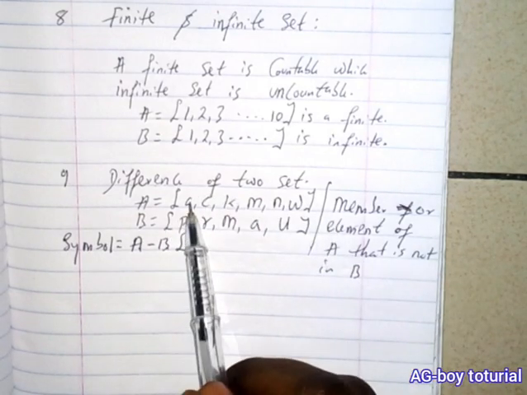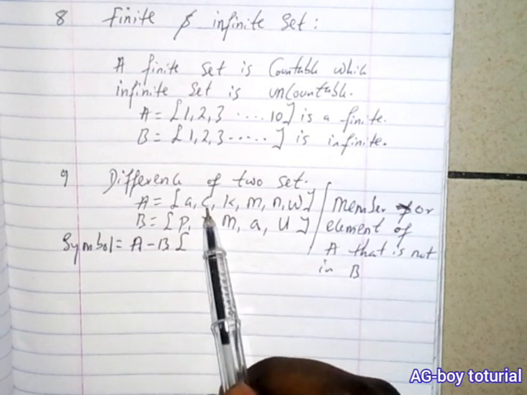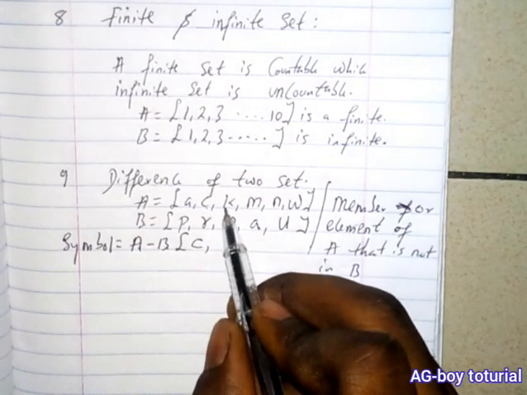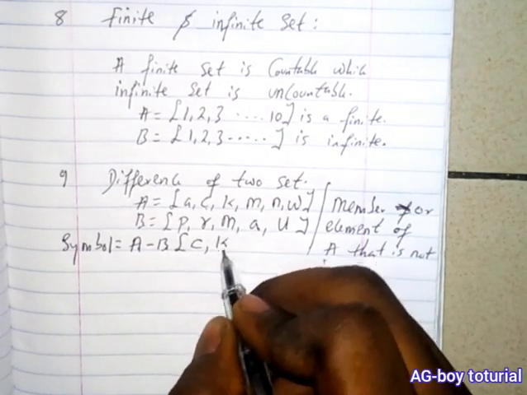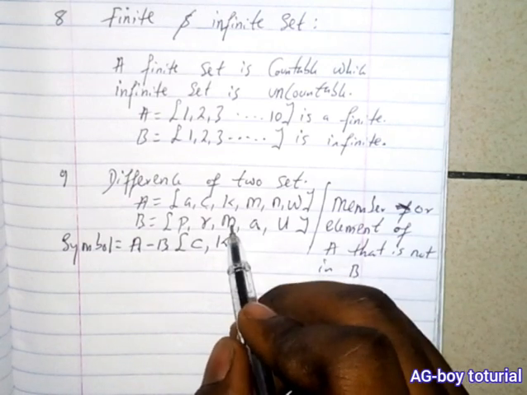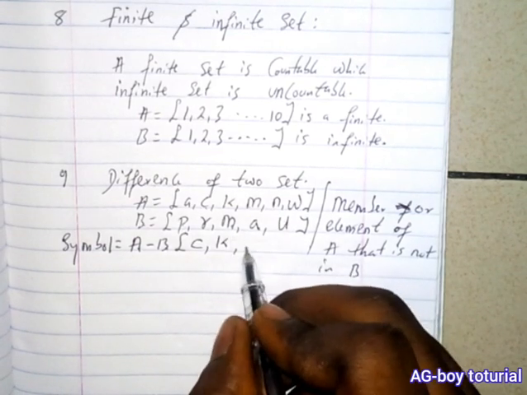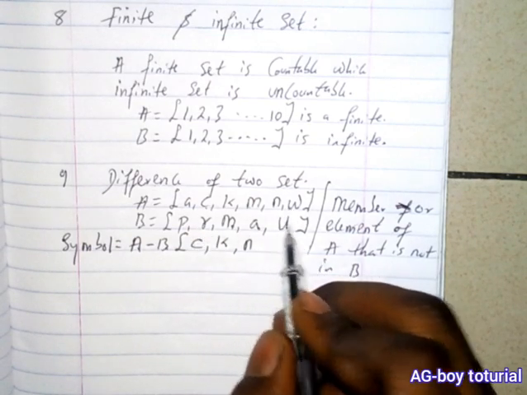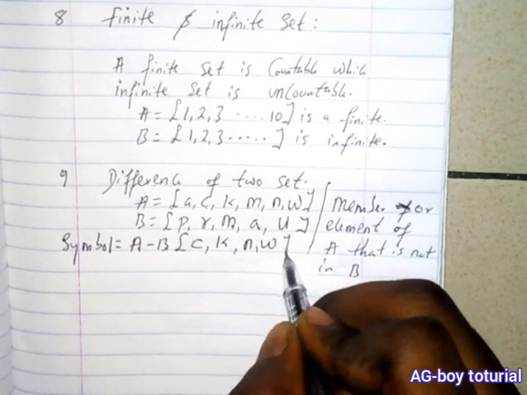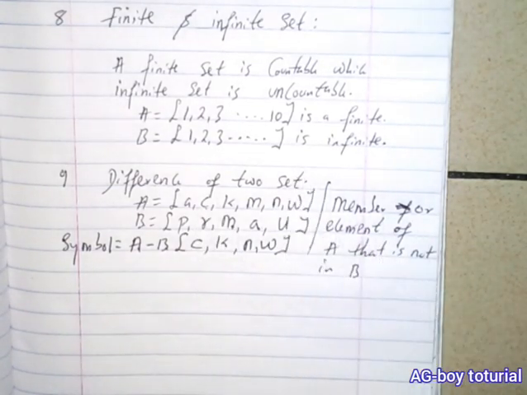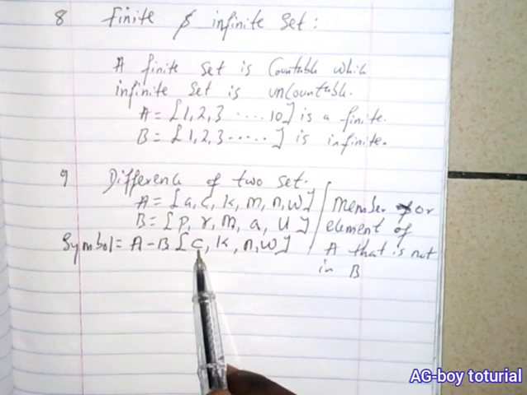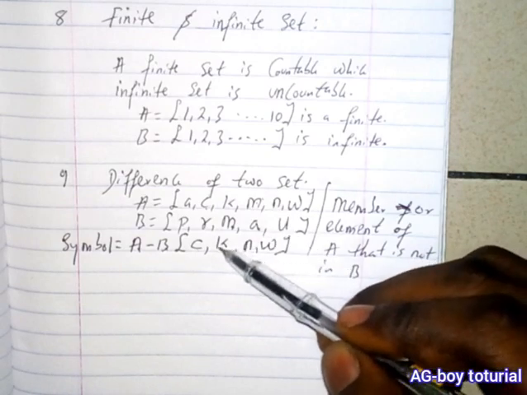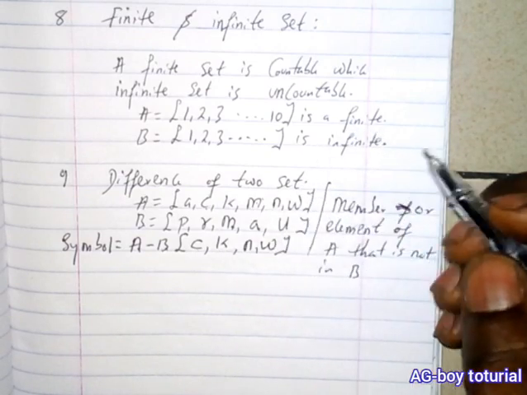Now, if we want to check it, there's A here and there's A here. There's C here and there's no C here. So C is 1, K is here and there's no K here. K is 2, M is here, there's M here, N is here and there's no N here. N 3, W is here and there's no W here. So we have 4. So the difference between A and B is C, K, N, W. Understand? Remember that it is in A, that is not in B. This is the answer. Now, let's go to the next one.